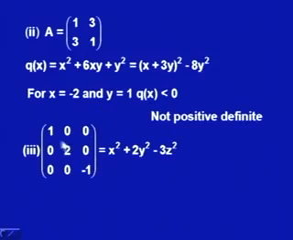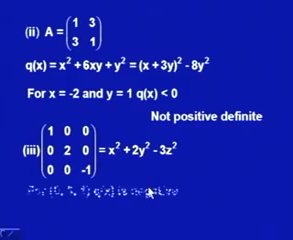In the other example, the 3 by 3 matrix is a diagonal matrix. It comes out to be x square plus 2y square minus 3z square. One can notice that if x is equal to 0 and y is equal to 0, then whatever the value of z, this is negative. So it is again not positive definite. For 0 0 1, Q(x) is negative and it is not positive definite.